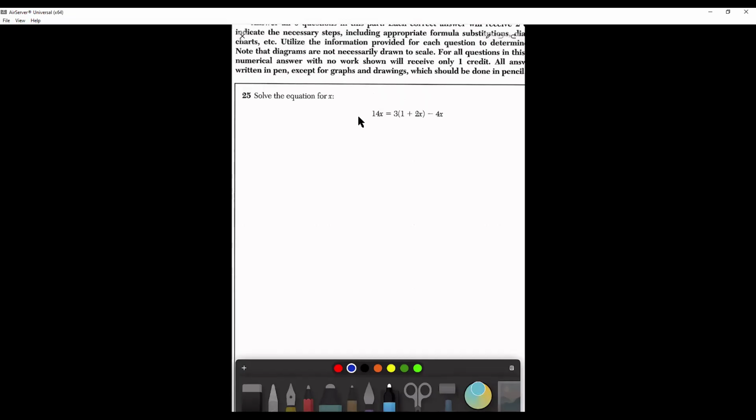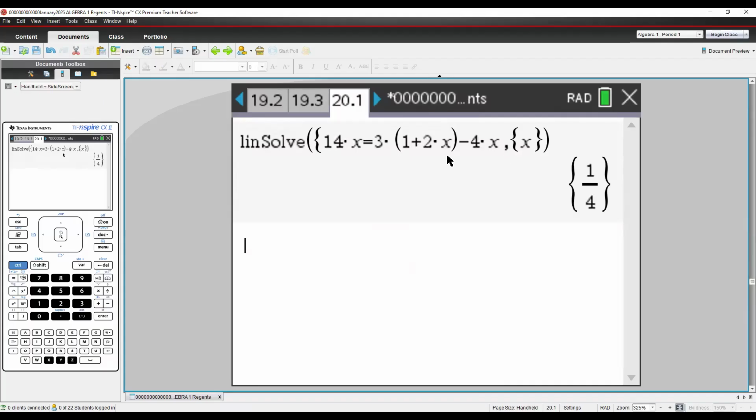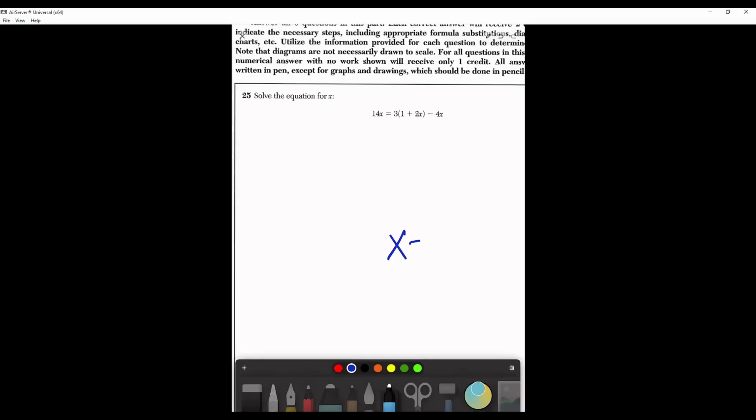So let me show you. I'm going to use menu 32 and I just typed in the linear equation and then I pressed enter and it told me that the answer is 1 over 4. All right, so now I'm going to use that information, and down here at the bottom, I'm going to say 1 over 4. Now, I'm going to do the algebra and see if they match.